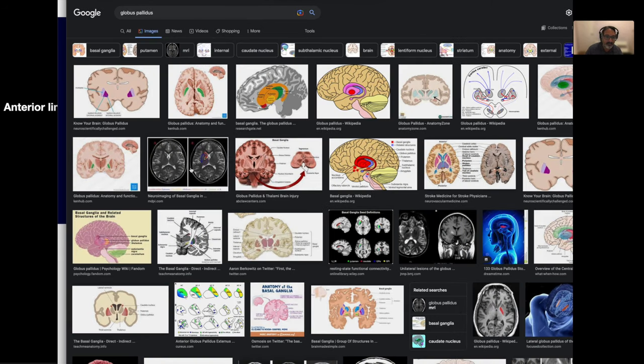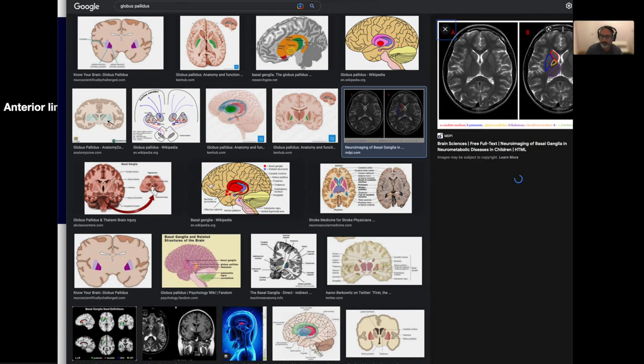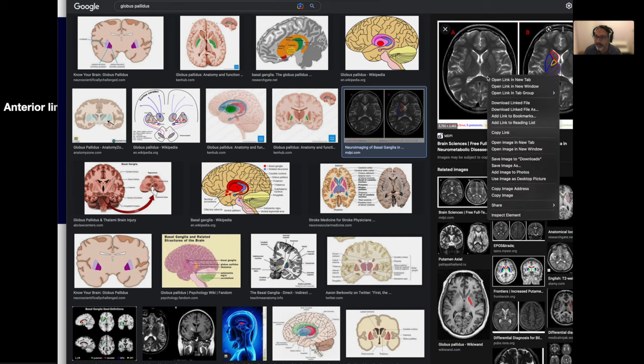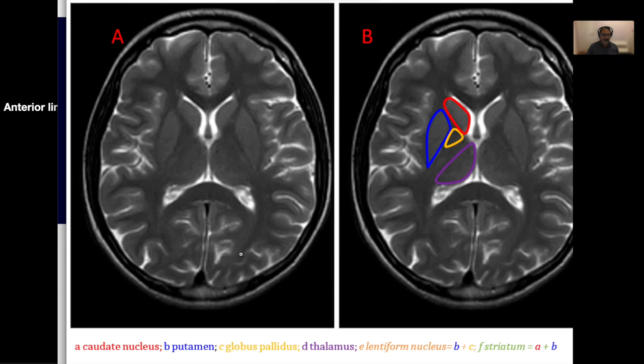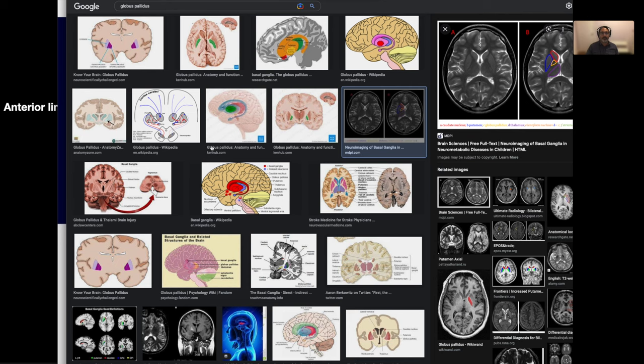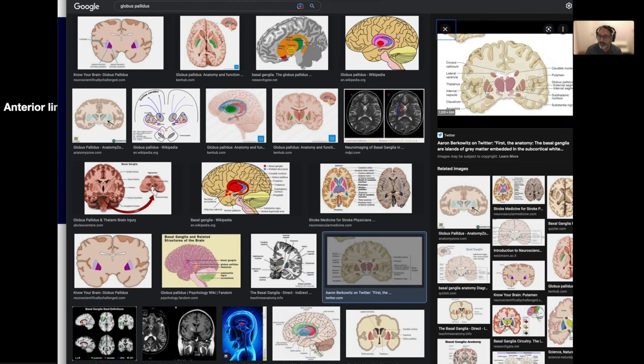So here, that's an axial view. I think that's an axial view. And if I open that in a new tab and make it large, that's pretty good. So A is the caudate nucleus. B is the putamen. C is the globus pallidus. And D is the thalamus. That is one way to see it. Another way to see it is in the coronal view. It's funny, at this level the coronal and axial views actually look similar, and that's why they can be confusing. And this is how it looks in the coronal view.